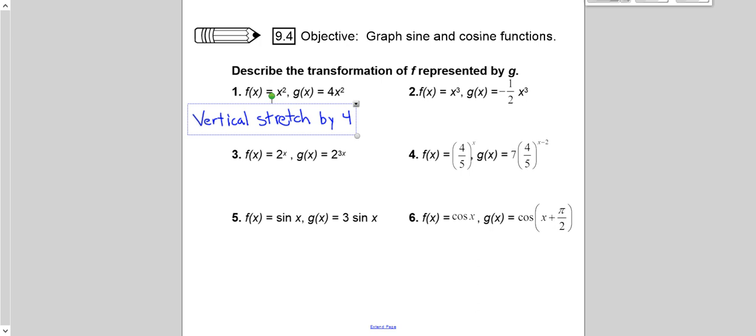And what about number 2? Look at the starting function x cubed, and now we have a negative 1/2 x cubed. So what does the negative do? It creates a reflection in the x-axis.